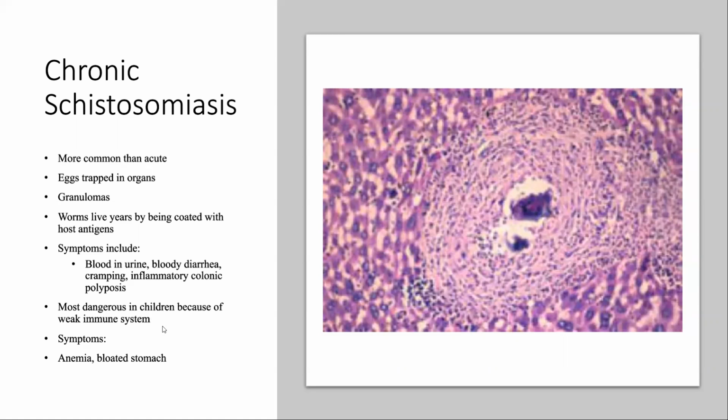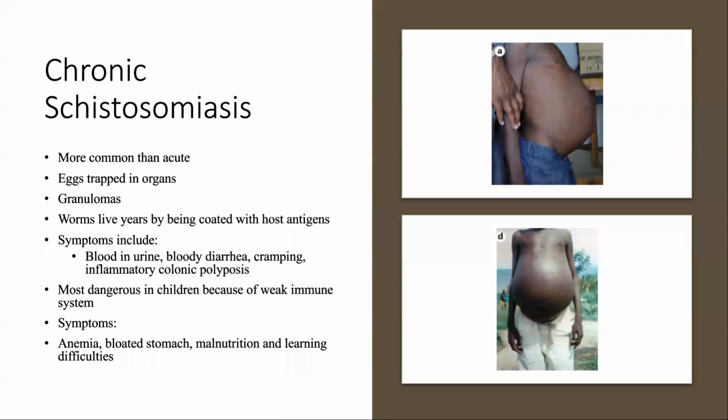It's most dangerous in children because they have a weak immune system. And as we can see in this next picture, the symptoms in children when they get chronic schistosomiasis, we see right here that they could get these really bloated stomachs, which leads to malnutrition, and it could also lead to anemia and learning difficulties.